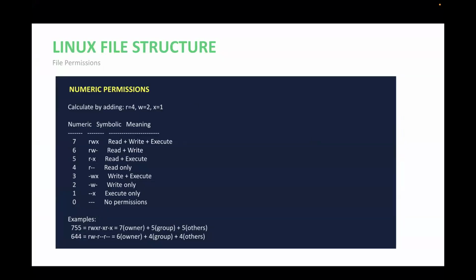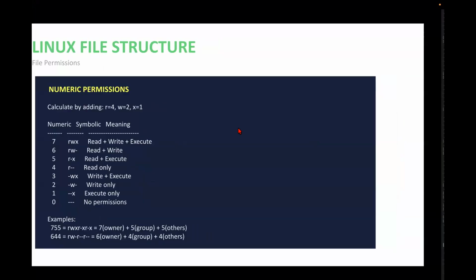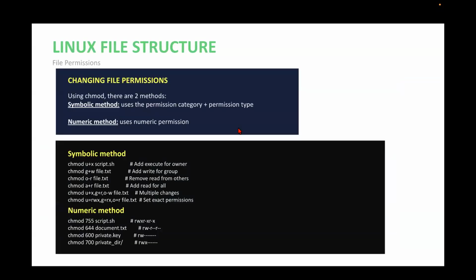Okay. So when we spoke about file permissions, I said there are three basic types of permissions: read, write, and execute. When we touched the symbolic method, read had the symbol R, write has the symbol W, and execute has the symbol X, right? But in the numeric method, the permissions have a numeric value.